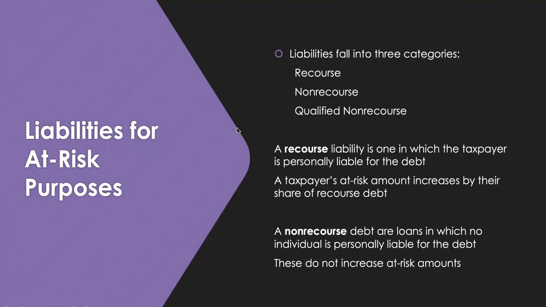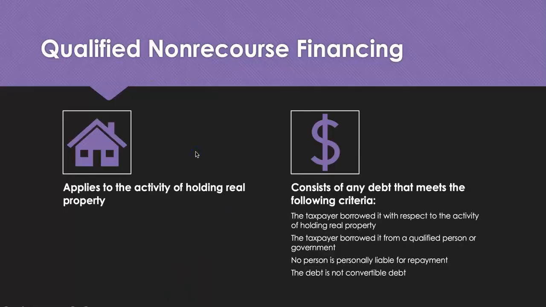So liabilities for at-risk purposes, there's 3 different categories. We have recourse, non-recourse, and qualified non-recourse. A recourse liability is one in which the taxpayer is personally liable for the debt. A taxpayer's at-risk amount increases by their share of recourse debt. Non-recourse debts are loans in which no individual is personally liable for the debt, and they do not increase those at-risk amounts.